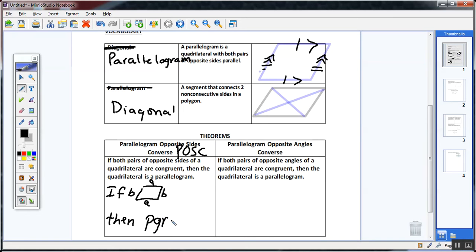Is it okay if I abbreviate down? It's a parallelogram. Okay. Next one, parallelogram, opposite angles converse.